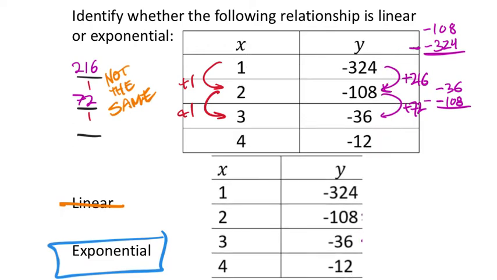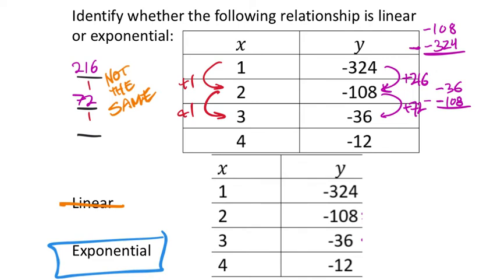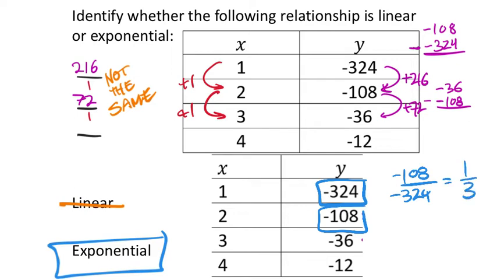And to do this, I just take the second value here, which is negative 108, and always divide it by the first value, which is negative 324. When you divide these two, you will get positive 1/3. Now, you would get the same thing if you did negative 12 and compared it with negative 36, you would get exactly the same 1/3 ratio.